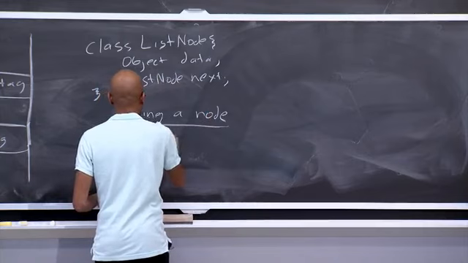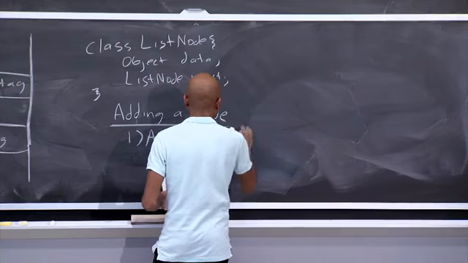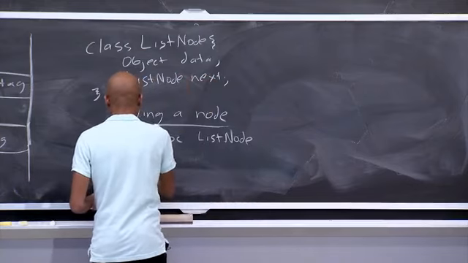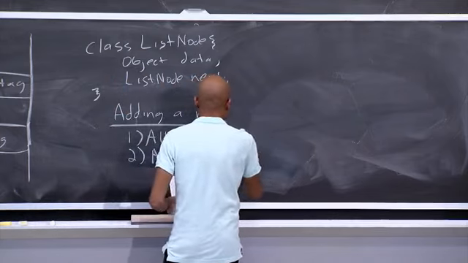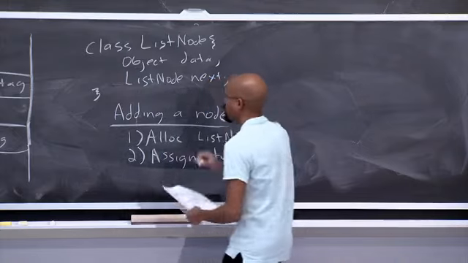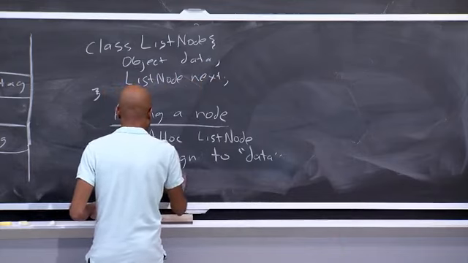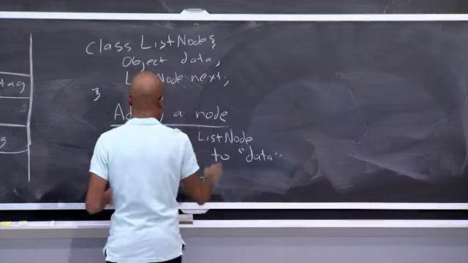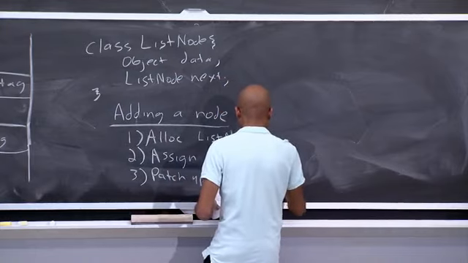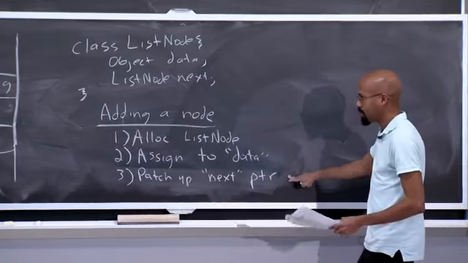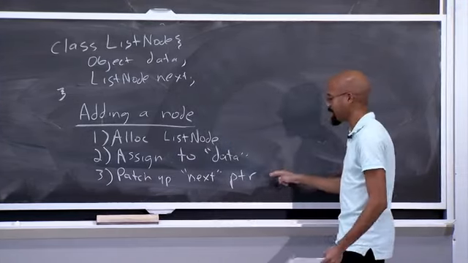The first thing you do is allocate a new list node to contain the new data that you want to add. The second thing you do is assign to the data field of this new node. And the third thing you do is some type of patch up of the next pointers to actually splice the node into the list. What's interesting is that this step here doesn't actually involve the data field at all, right? You're just looking at these next values.